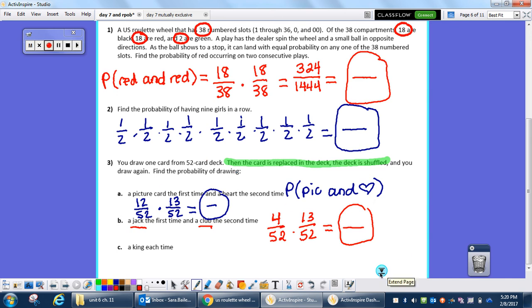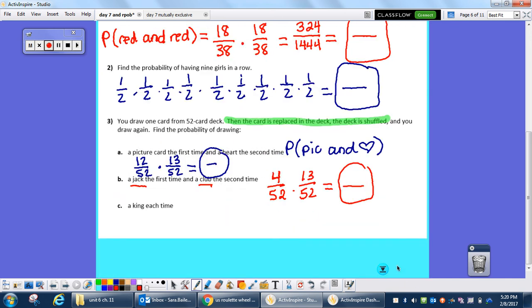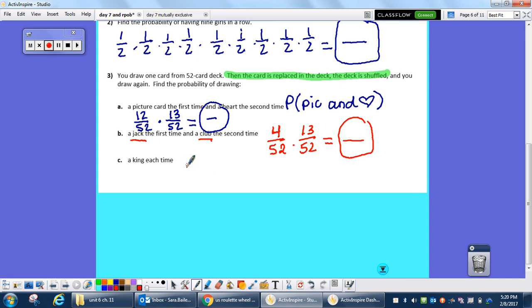So, the last example for independent is getting a king each time. Well, it's going to be 4 out of 52. And then even if you pick a king, you put the card back. So if you picked a king, you put the king back, and you could still have 4 opportunities to pick another king. Okay? Again, I'll be around to check your simplified answers.